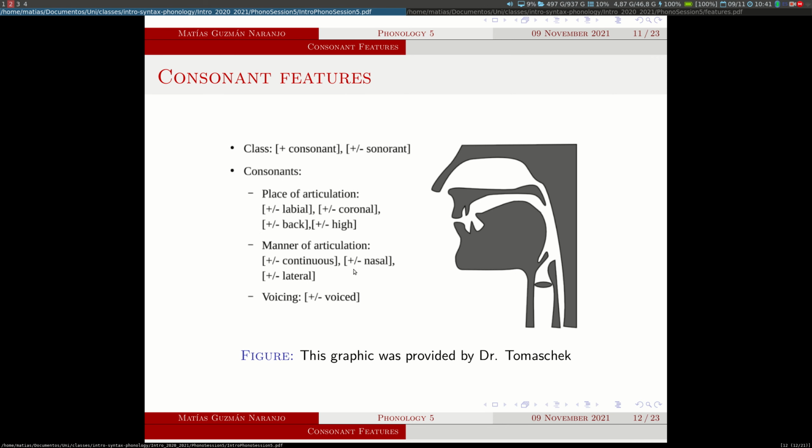For consonants, you have that they are consonant or that they are not vowel, and whether they are sonorant or not. You have place of articulation: labial, which has to do with the lips, coronal, which means that the tongue is raised, and back or high, which is whether they articulate up or in the back. Then whether they are continuant or not, nasal or not, lateral or not, and voiced or not.